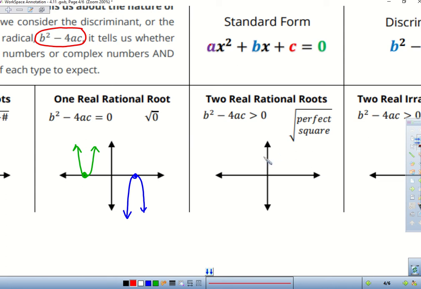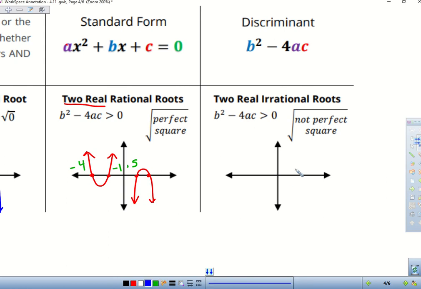So the next type of root we can have are real rational roots, two of them. That means that our graph crosses the x-axis twice, and it can do that either by going upward or downward. And two rational real roots means that it crosses the x-axis at something like -4 and -1.5, any type of rational number, okay?